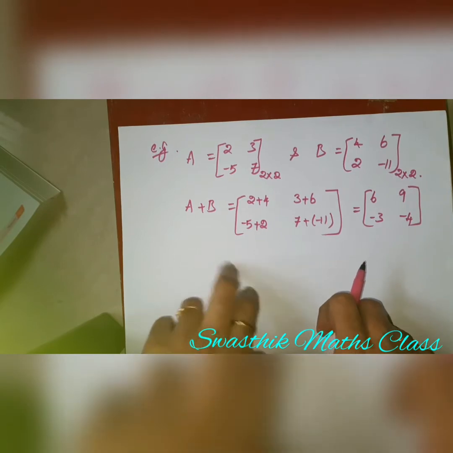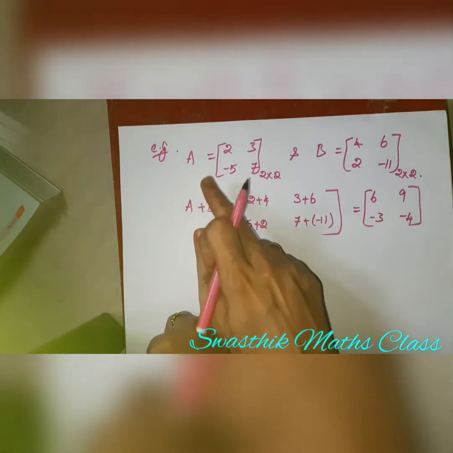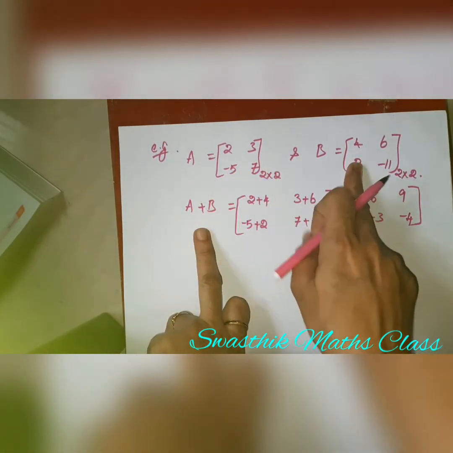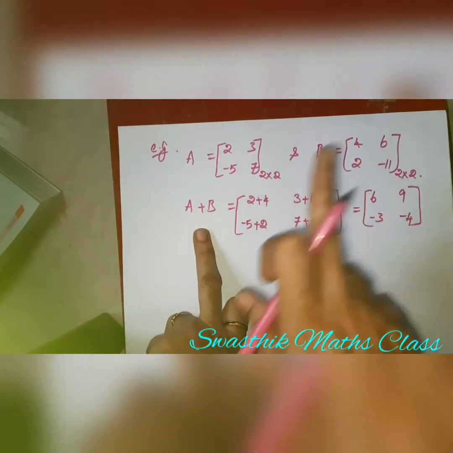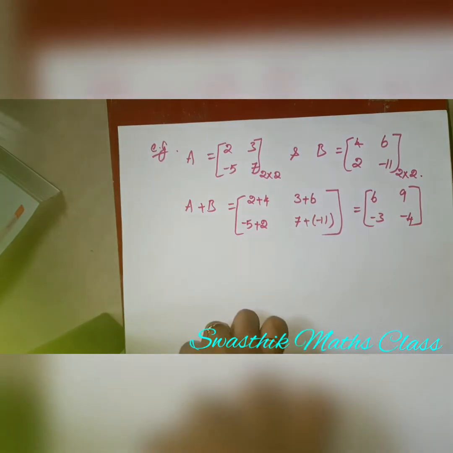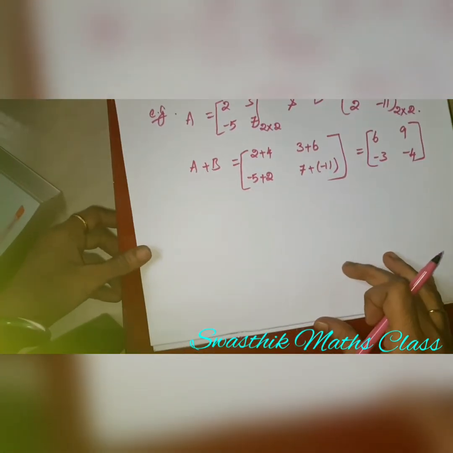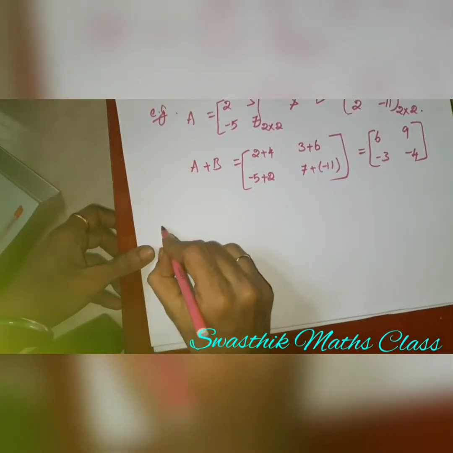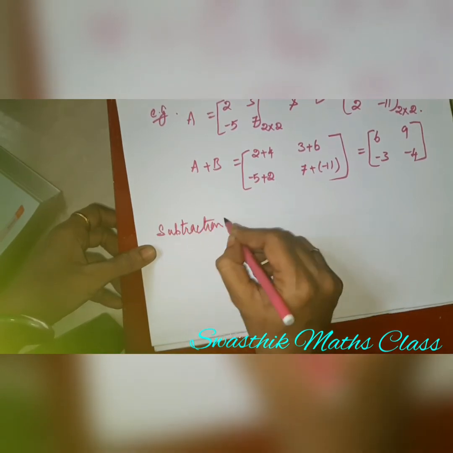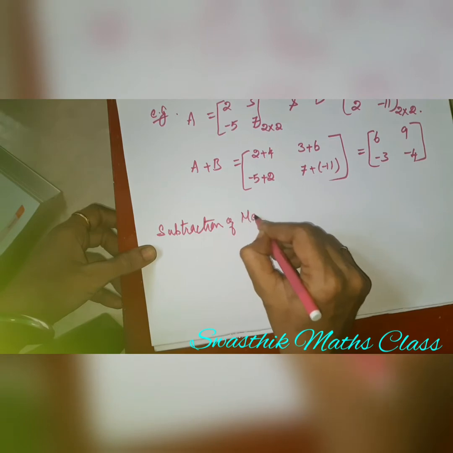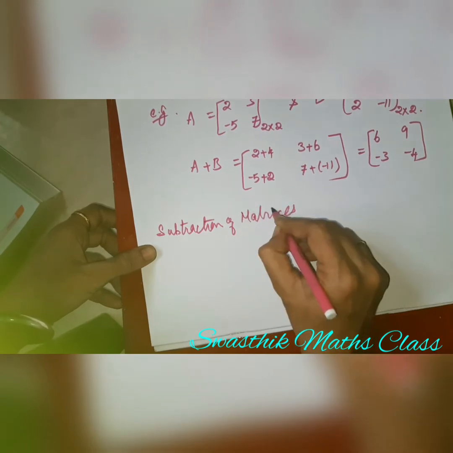What have we got now? Whenever two matrices A and B of the same order are given, we have produced a new matrix A plus B using the addition operation, right? Okay, next, what is our next operation? It is subtraction.